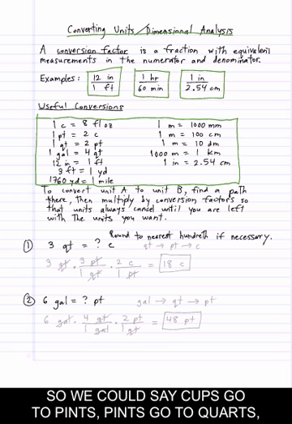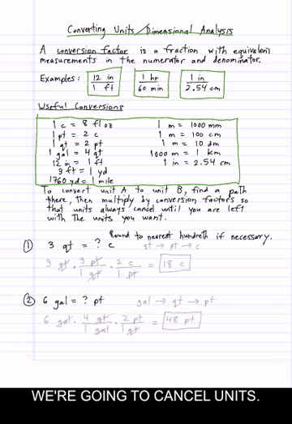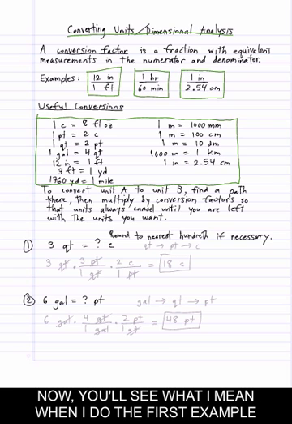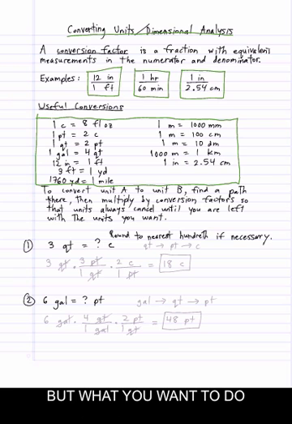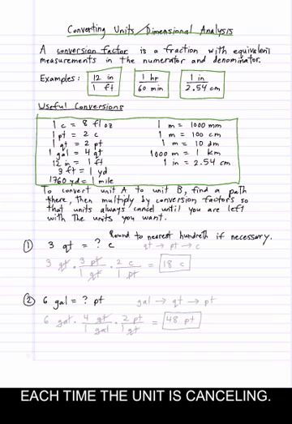We're going to cancel units. Now, you'll see what I mean when I do the first example, but what you want to do is multiply by conversion factors each time the unit's canceling. Let's try the first problem, and you guys can get an idea of how to do this.